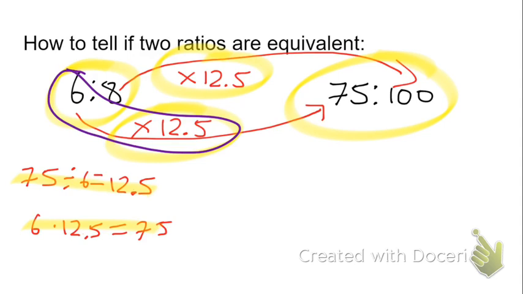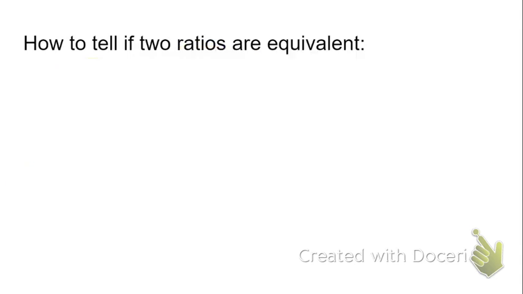So let's talk about that other way now, that I think will be easier a lot of times. You've got 6 and 8 as one ratio, and 75, 100 as the other ratio.